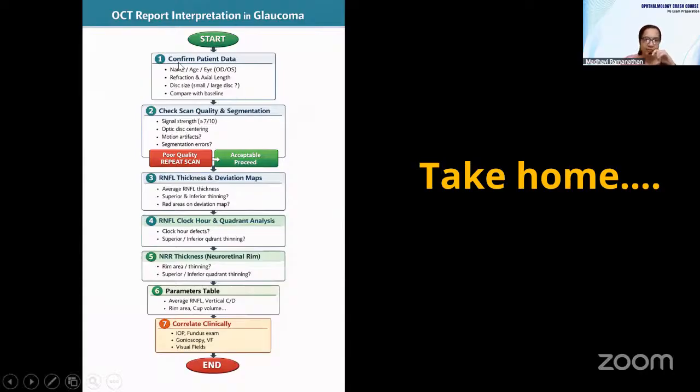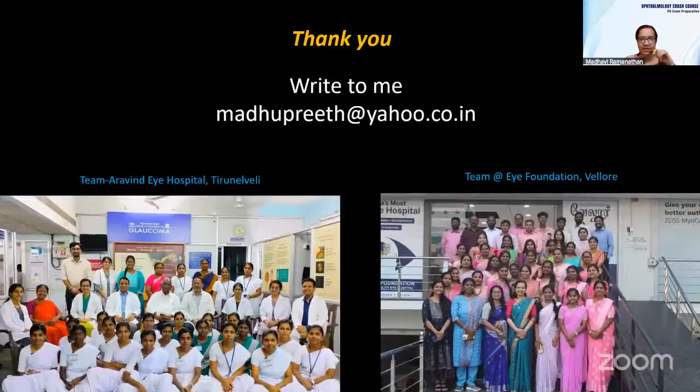First you have to start by confirming the patient data. Then you look at the scan quality and whether the segmentation is good or not. Then you jump to the thickness and the deviation map. Then you go to the clock cover and the quadrant analysis. Then the NRR thickness and parameters table. Last but not the least, it is very, very important to correlate clinically with fundus images, visual fields, IOP, and gonioscopy.